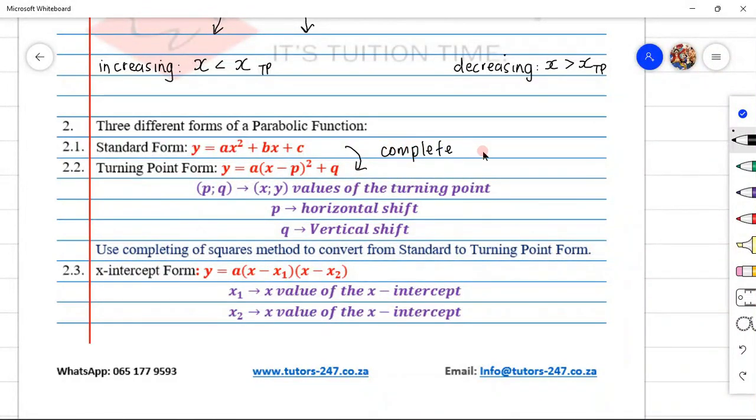So this is something that you learned in algebra, I think in grade 10. So if we complete squares on a standard form, it'll then turn into a turning point form.